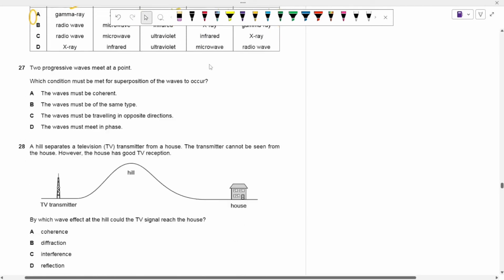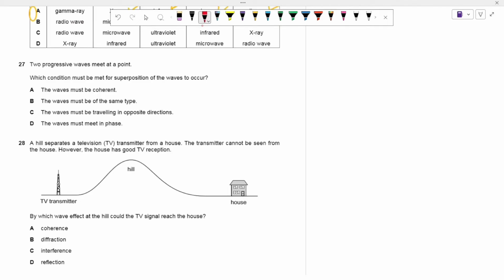Move on to question number 27. We're given two progressive waves that meet at a point. We have one wave like so, another wave like so, and then they meet. They greet each other. They're meeting at a point, and we want to find out if superposition is going to occur. Superposition is basically the algebraic sum of the individual displacements of a wave. So we're adding them up.